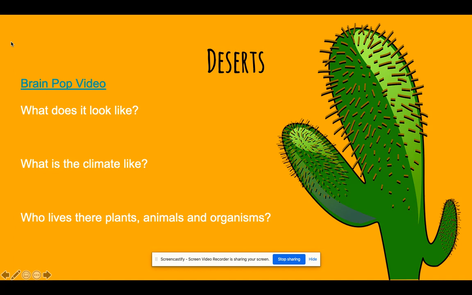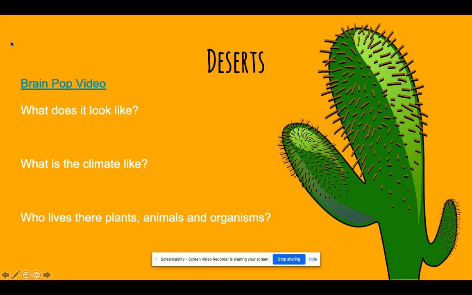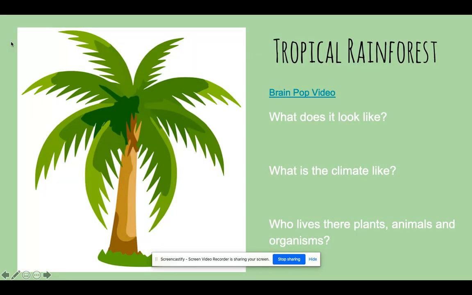Deserts, what does it look like? What's the climate like? If you want to go back and look at it, I'm going to include the Brain Pop video link. They have Brain Pops specifically on each different type of biome. As you listen, you can figure out a little bit more in depth. What does a desert look like? Its climate, the plants and animals you'll find in that specific biome. Tropical rainforest is another type of biome.